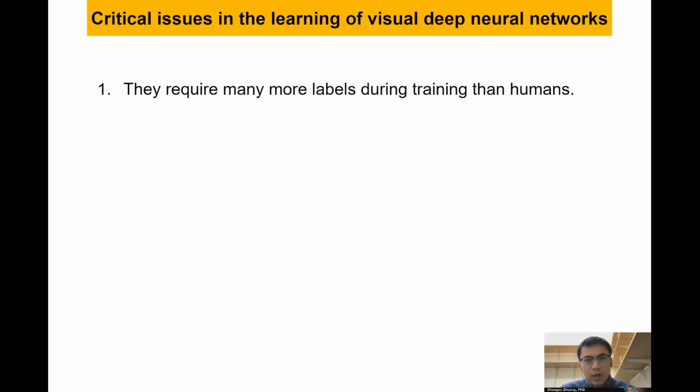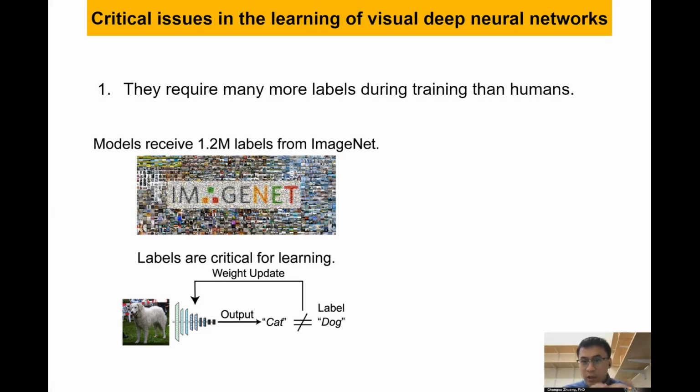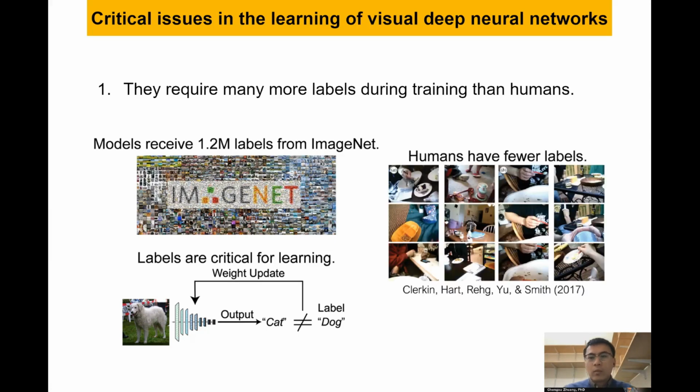Now, the first issue, and also the biggest issue, is that they require many more labels during training than humans. What I mean by this is that the models receive actually 1.2 million labels from the dataset that they are trained on, which is ImageNet. Labels are actually critical for them during learning. Without labels, they won't be able to update their weights at all. Meanwhile, humans have fewer labels. These are like real-world images taken from the children's perspectives, and most of them won't have the labels provided.